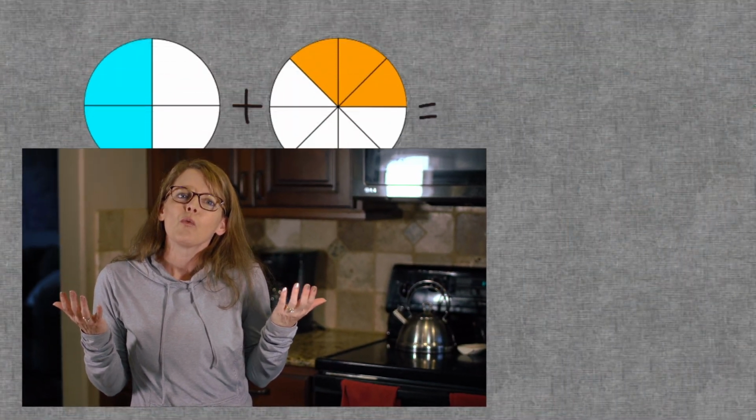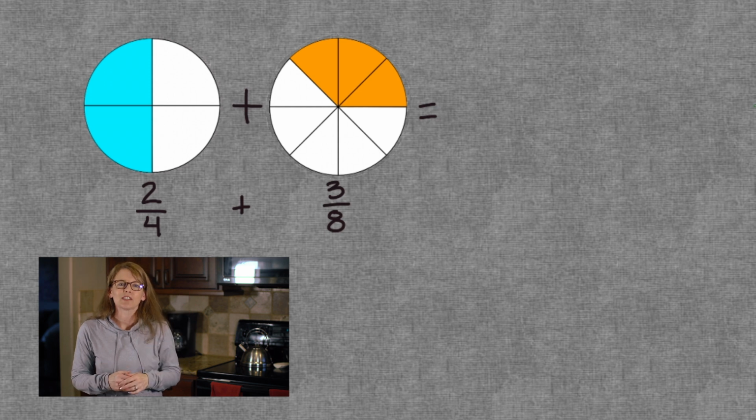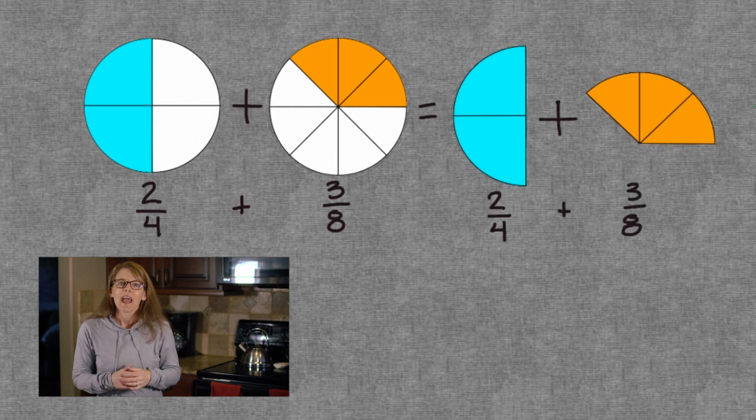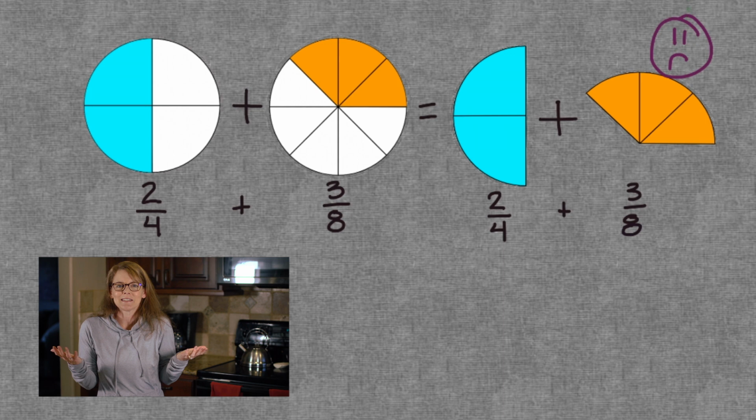In my previous video, I told you that we have to have the same denominators when adding fractions. But why is that? Well, take a look at these two fractions, 2/4 and 3/8. If I pull out what they look like and think I'm going to add them, it just won't work. These cannot be combined because they have different shapes. But what can we do about this?